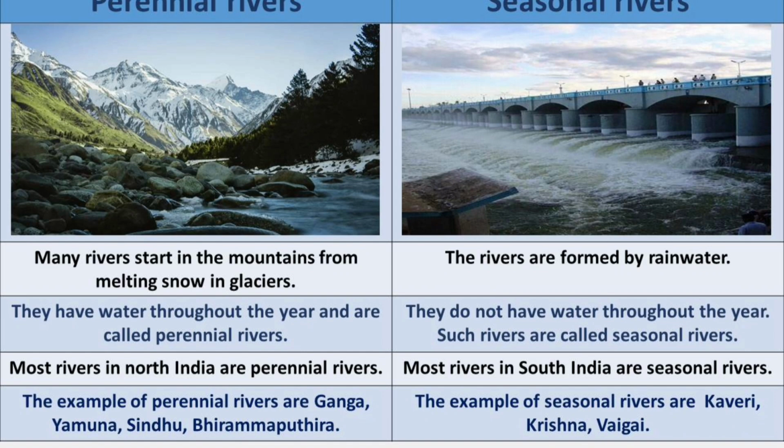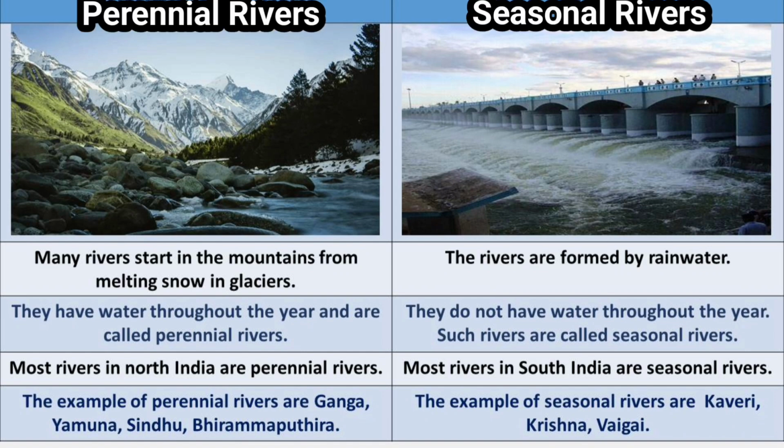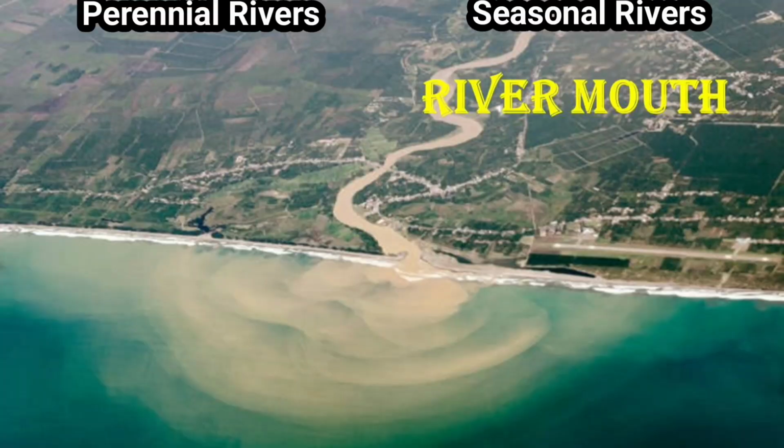Next, the differentiation of perennial rivers and seasonal rivers. Perennial rivers start in the mountains from melting snow in glaciers. Seasonal rivers are formed by rainwater. Perennial rivers have water throughout the year. Seasonal rivers do not have water throughout the year. Most rivers in North India are perennial rivers. Most rivers in South India are seasonal rivers. The examples of perennial rivers are Ganga, Yamuna, Sindhu, Brahmaputra. The examples of seasonal rivers are Kaveri, Krishna, Vagai.